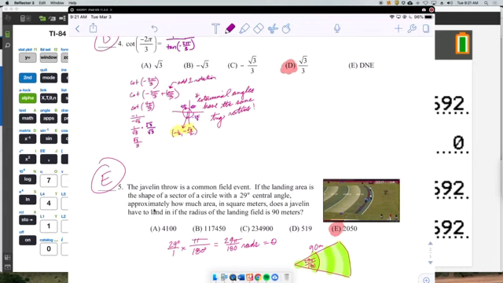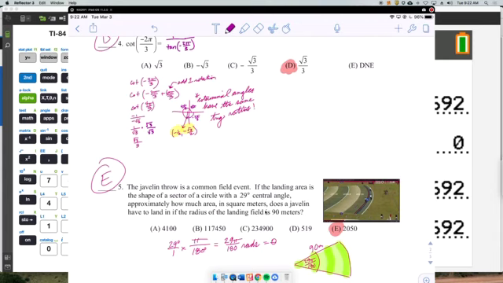Again, true story. Approximately how much area in square meters does the javelin have to land in if the radius of the landing field is 90 meters? So this last white line right here is the 90-meter mark. You can kind of see this is 80, 85, and this would be 90. And it looks like most of the javelins fall between 85 and 90. And I guess you get bonus points if you hit one of the judges, right?